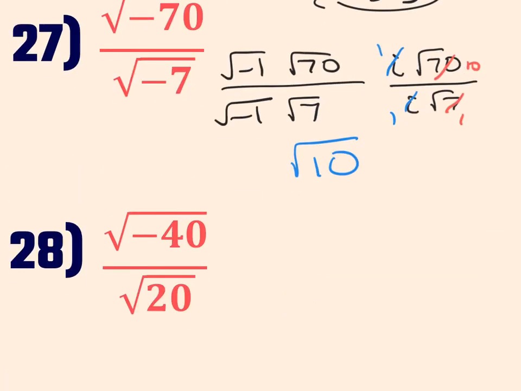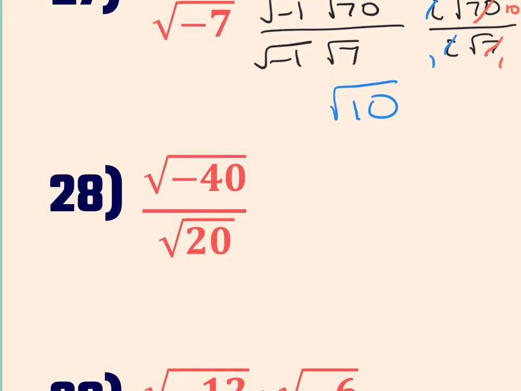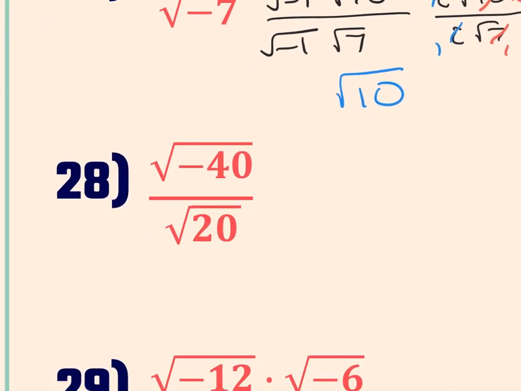Last one of this part. So now we're going to break down -1 times 40. 20 isn't negative, so just leave it. So again, you can factor it.